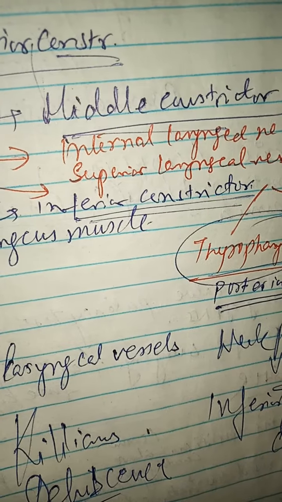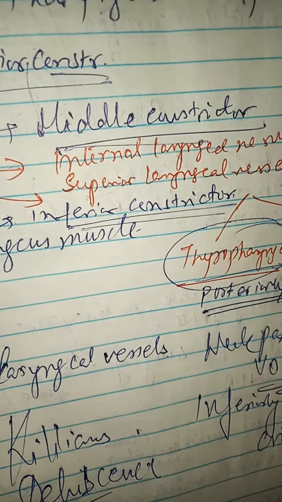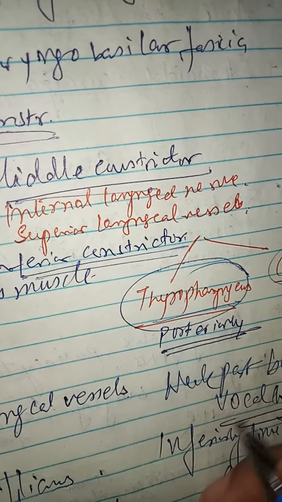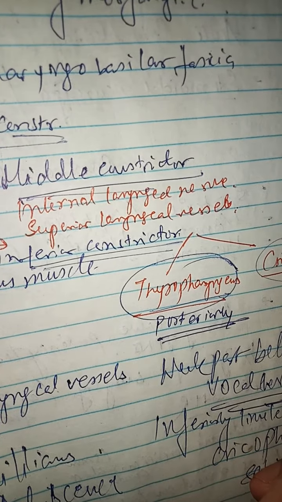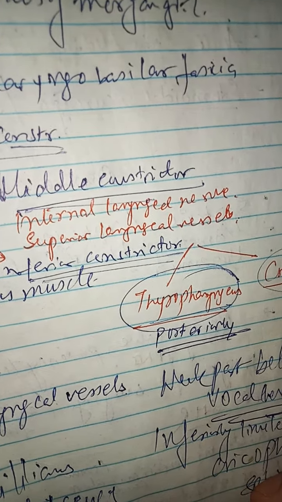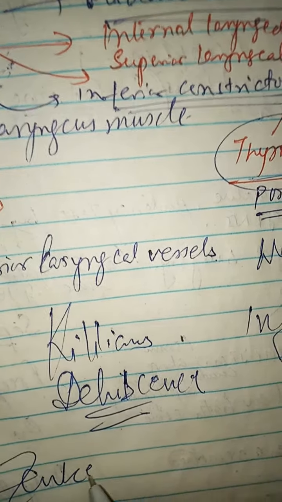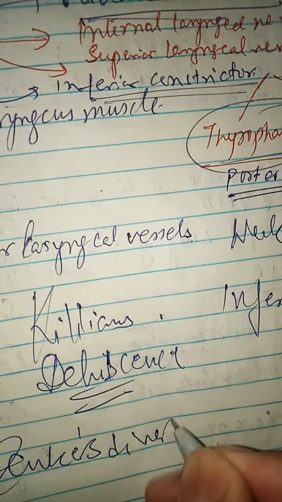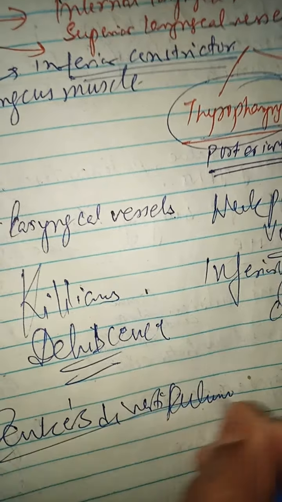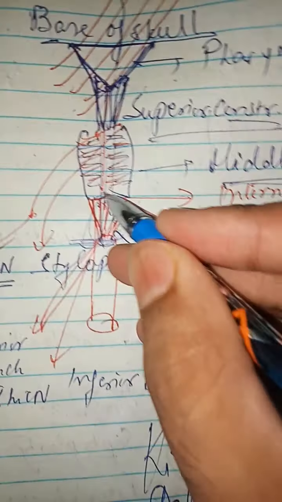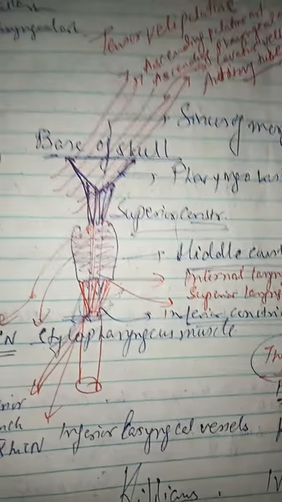If there is neuromuscular incoordination, the food will get accumulated in this pouch, forming the pharyngeal diverticulum. A Zenker's diverticulum is formed. That is a pharyngeal pouch. So this is all about the pharynx.